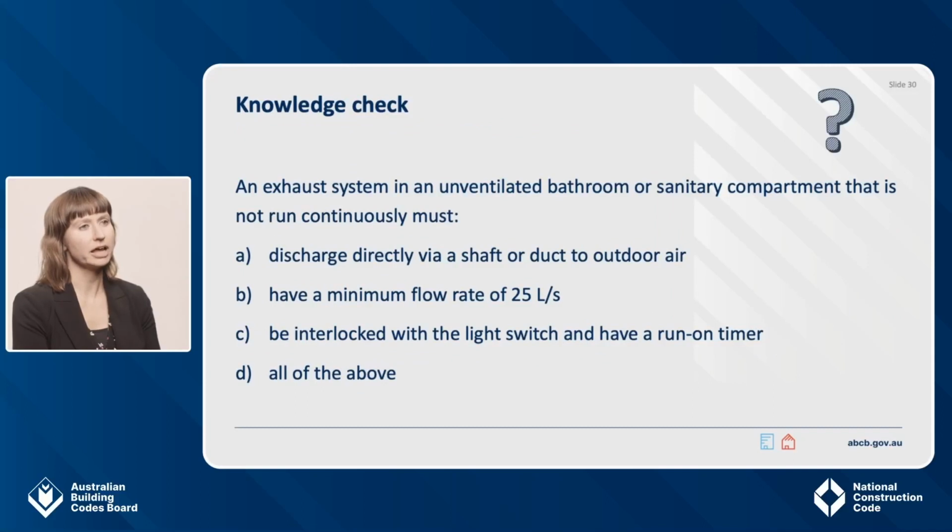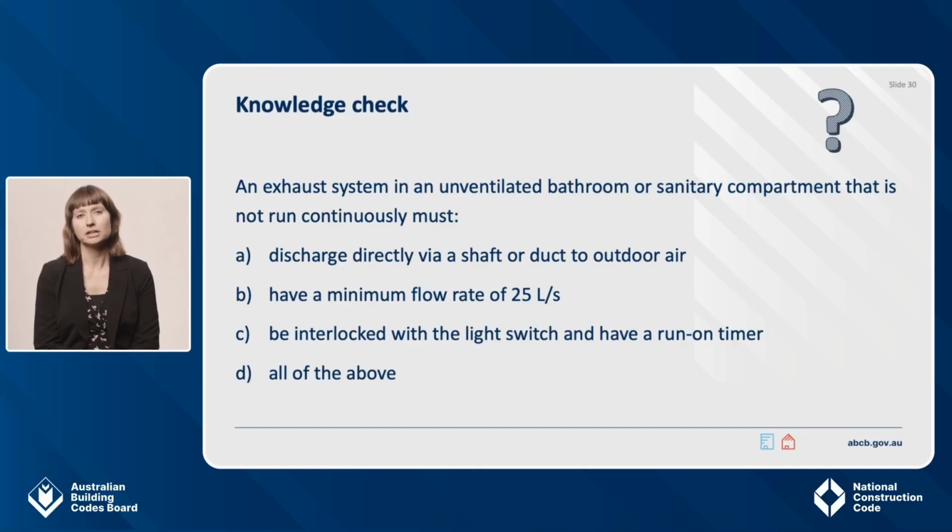Let's check in again on how we're going with another quick knowledge check. An exhaust system in an unventilated bathroom or sanitary compartment that is not run continuously must A. Discharge directly via a shaft or duct to outdoor air, B. Have a minimum flow rate of 25 litres per second, C. Be interlocked with the light switch and have a run-on timer, or D. All of the above.